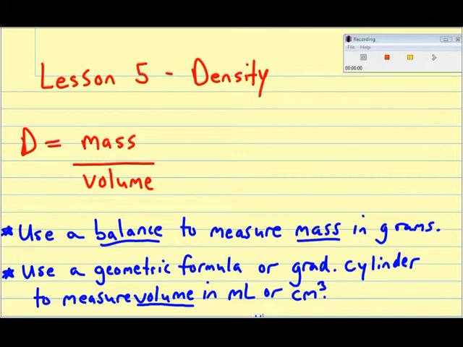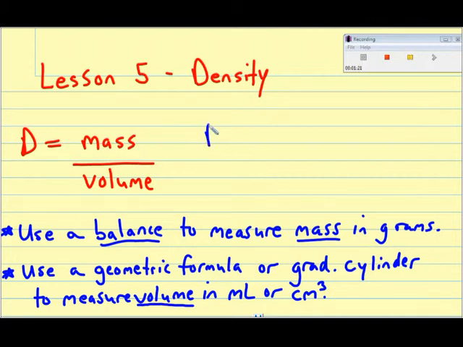You have volume in milliliters or cubic centimeters. And remember, 1 milliliter takes up the same space as 1 cubic centimeter, so we can go back and forth on units there. Getting back to our formula, density is the mass, how much matter we have in a given space, in a given volume. So it's the amount of mass per unit volume. We also can rearrange this formula. If you know 2 out of 3 variables, we can rearrange it to solve for the unknown.